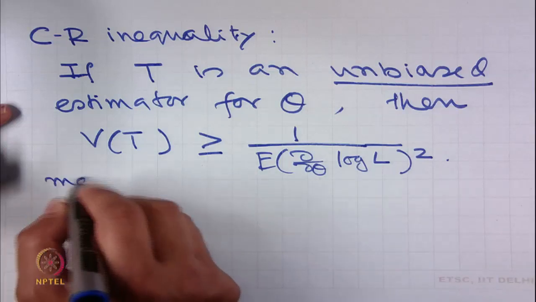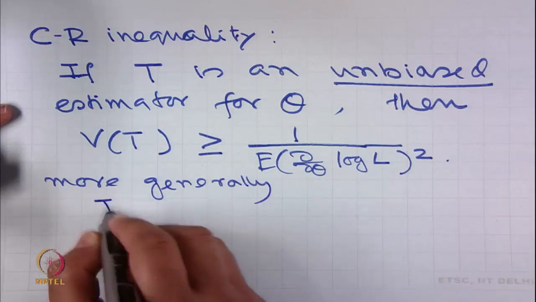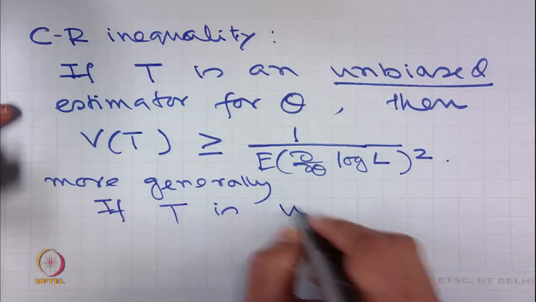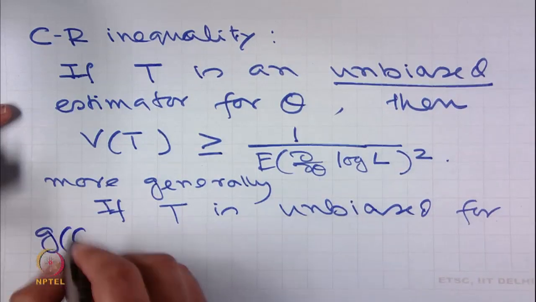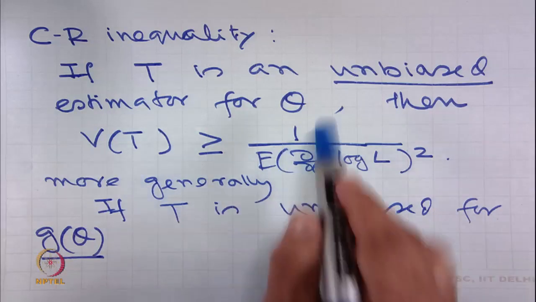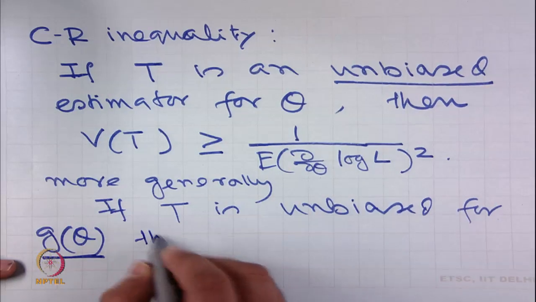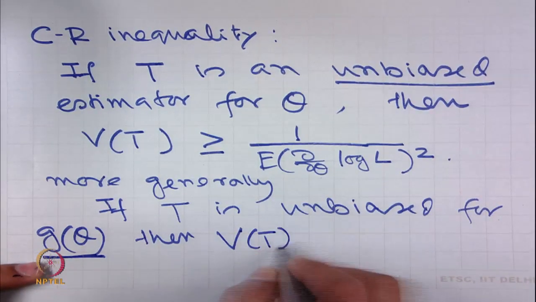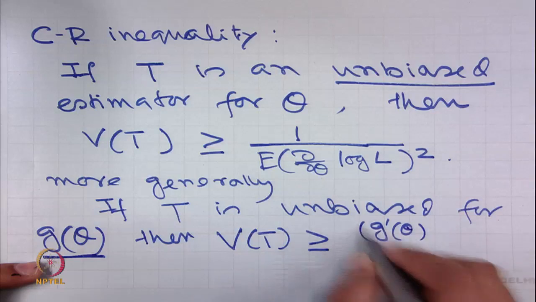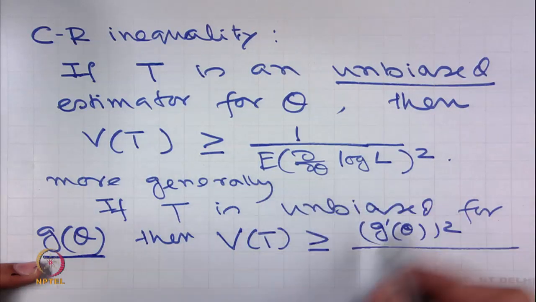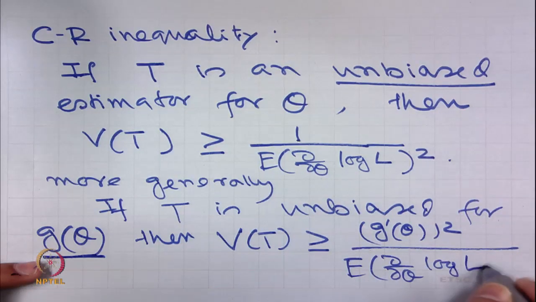More generally, if T is unbiased for g theta, which is a function of the parameter theta, and we want to estimate g theta, then variance of T is greater than or equal to g prime theta square upon the same quantity, which is expected value of del theta log L whole square.